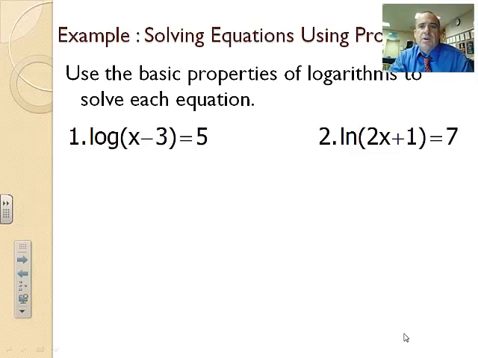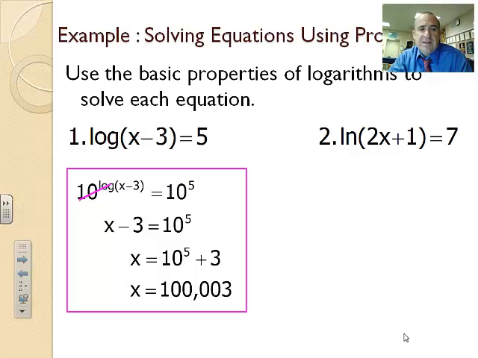We're going to use these equations to help us solve some equations using the basic properties. So for number 1, we have the log of x minus 3 equals 5. To do that, I'm going to raise both sides 10 raised to that power. Notice that the 10 and the log cancel each other out, so you're left with x minus 3 equals 10 to the 5th. And then you can just solve it.